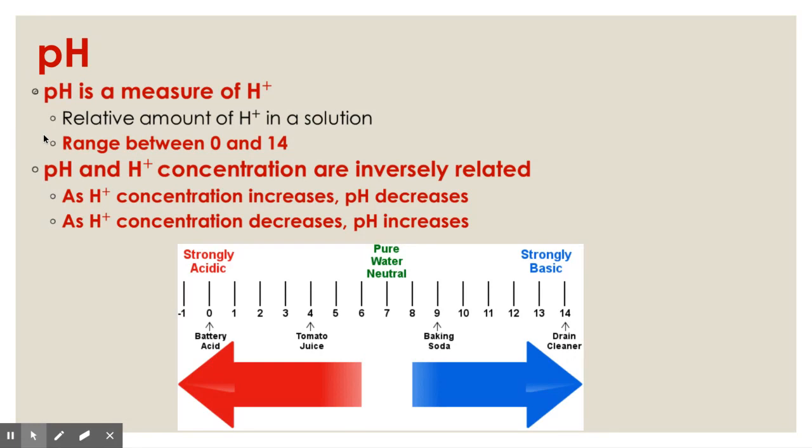Anyway, the range of pH goes from 0 to 14. Anything on the pH scale from 0 to 6.9999999 is considered acidic. Anything from 7.001 through 14 is basic or alkaline, and anything that has a pH of 7.000 is neutral. And the only thing that is neutral is pure water.